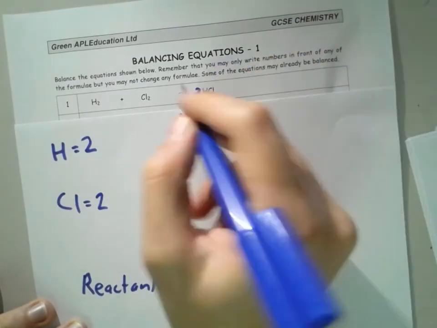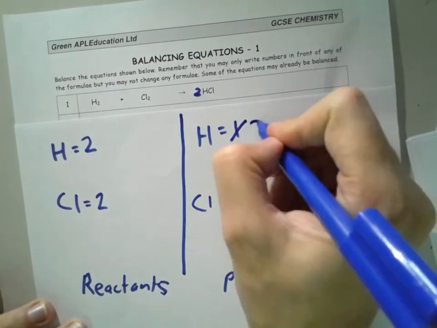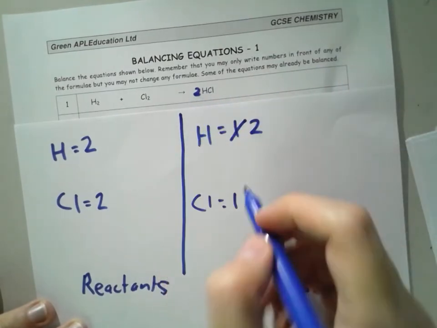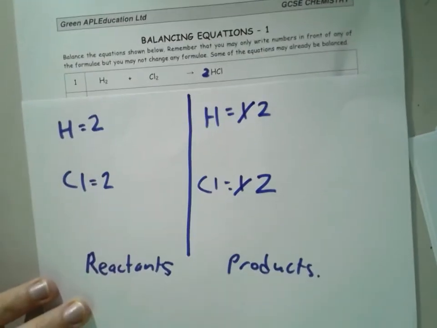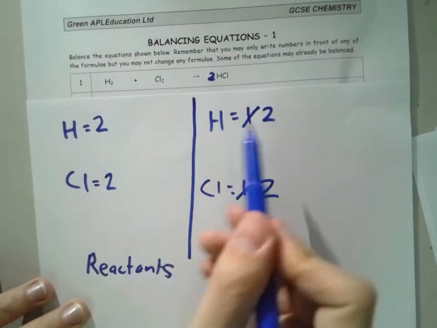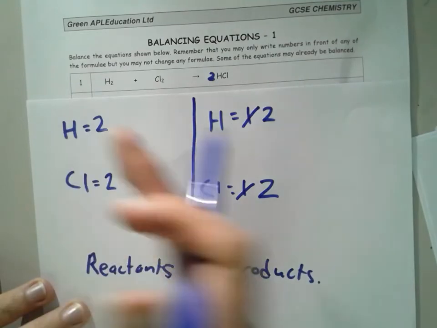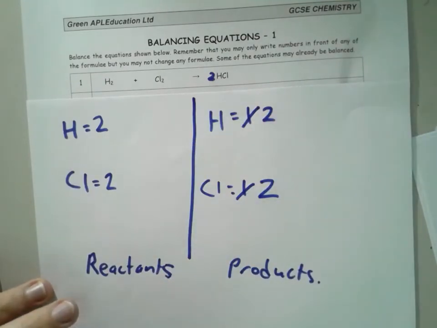So now I've got 2 lots of H, which goes to 2, and then 2 lots of Cl, which goes to 2. Therefore, this equation is now balanced because the reactants on the left-hand side equal the products on the right-hand side. That is the first question.